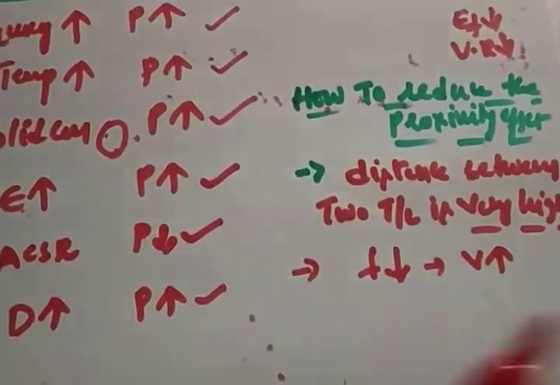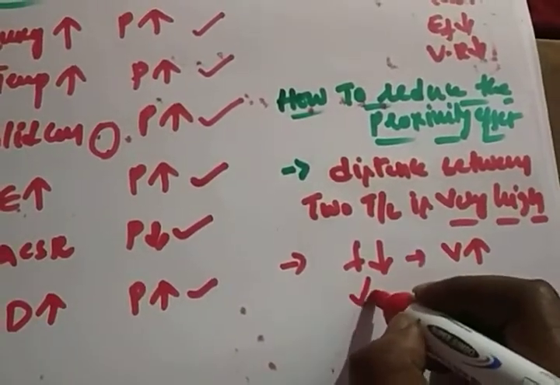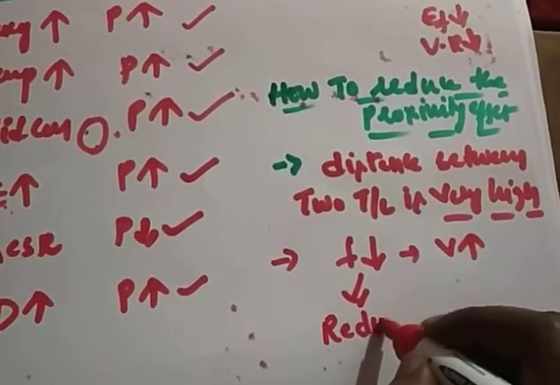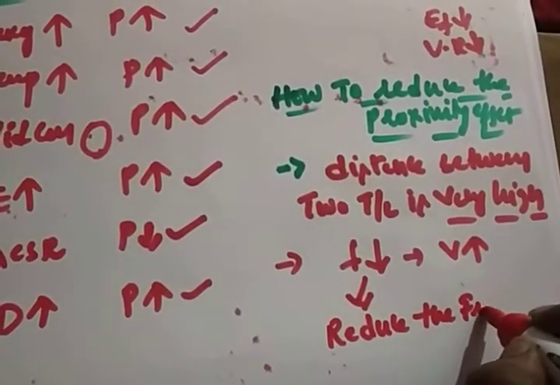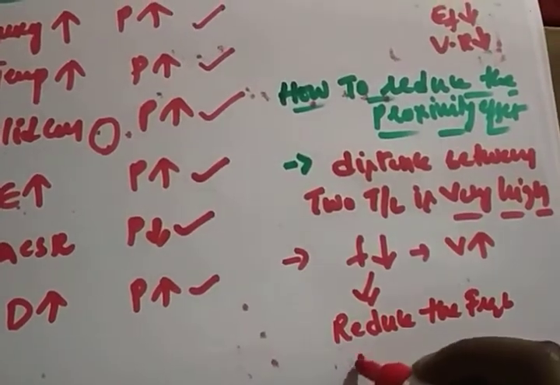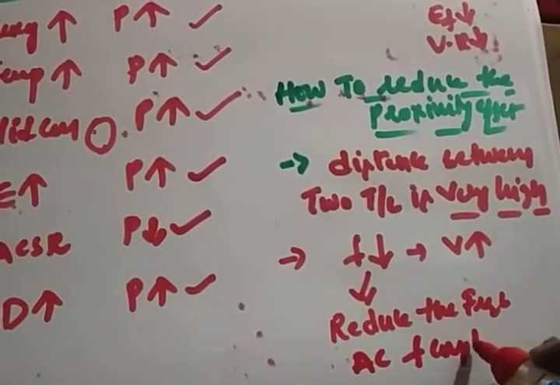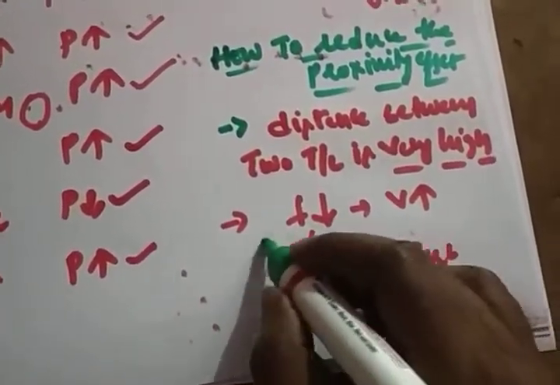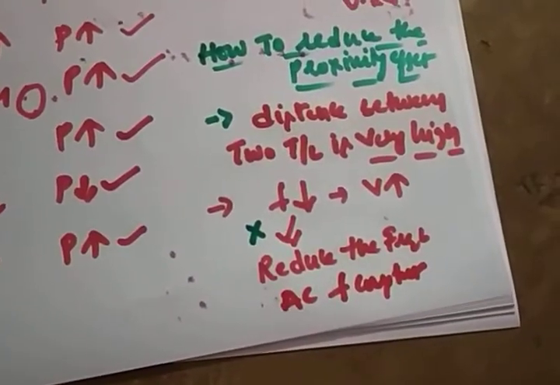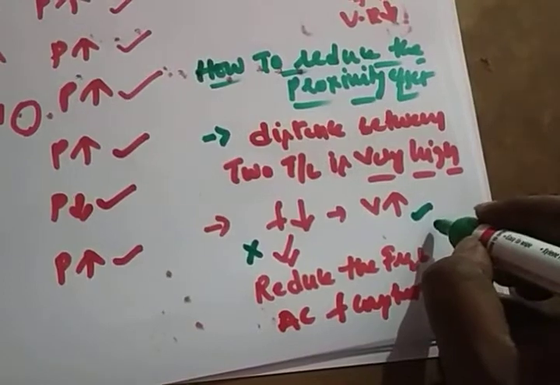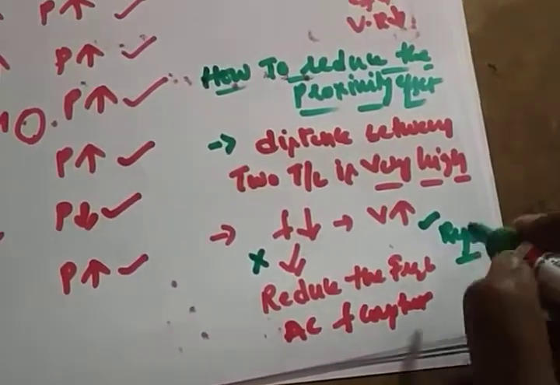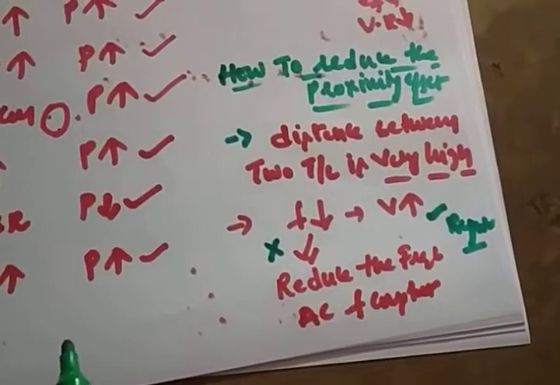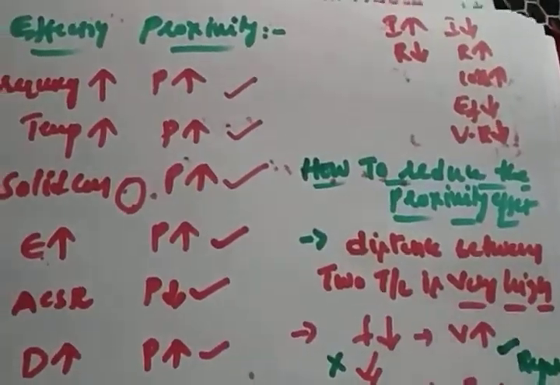You can usually reduce the proximity effect, but it's very difficult to reduce the frequency. Why? Because in AC systems frequency is constant, right? Reduce the frequency, increase the voltage. But in the case of an AC system, the frequency is constant, so it is not that useful. We can increase or decrease the voltage with the help of regulators, right? So these are the factors to reduce the proximity effect.